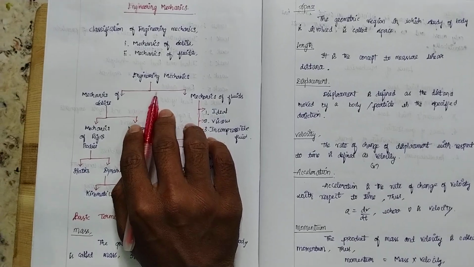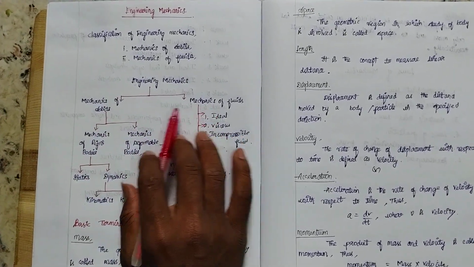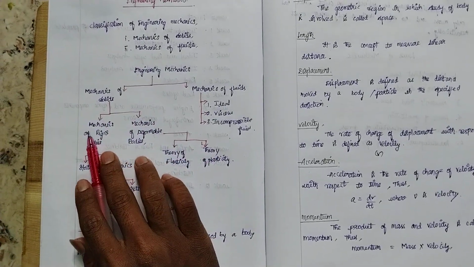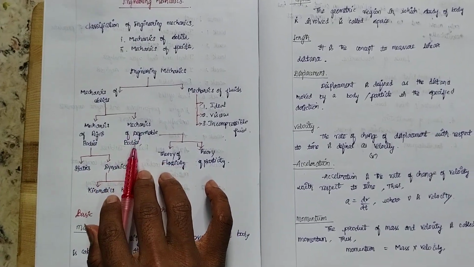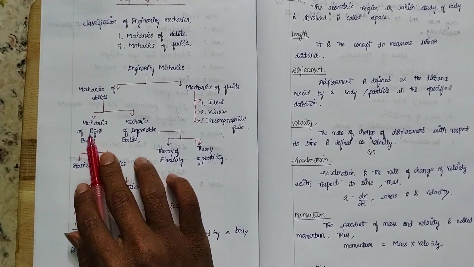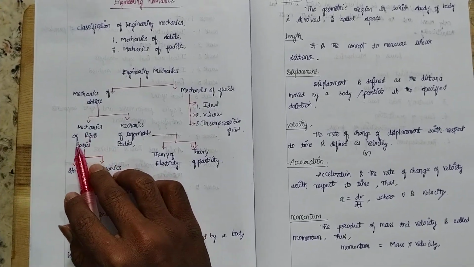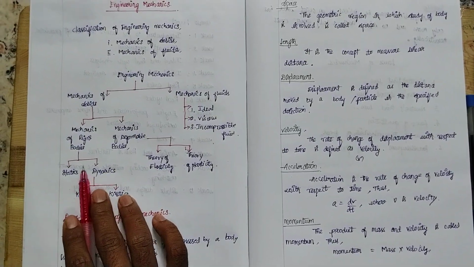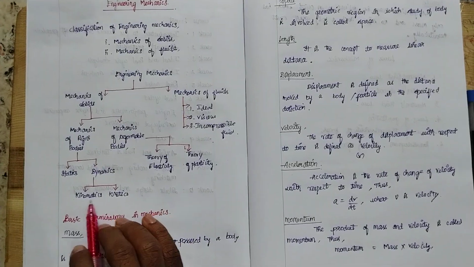Engineering mechanics can be classified into the mechanics of solids and mechanics of fluids. In mechanics of solids, there are two sub branches. One is mechanics of rigid bodies, and another one is mechanics of deformable bodies. The mechanics of rigid bodies is known as classical mechanics, which may probably be known as engineering mechanics, which has statics and dynamics as sub branches. In dynamics, there are kinematics and kinetics.